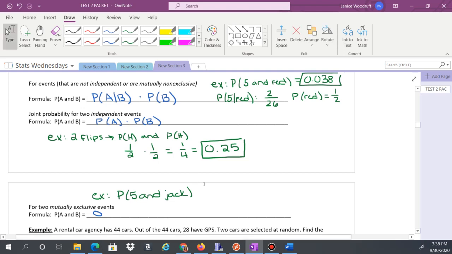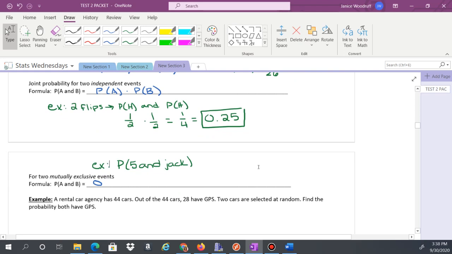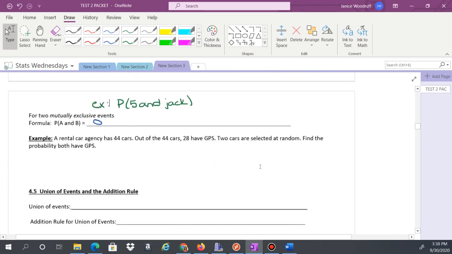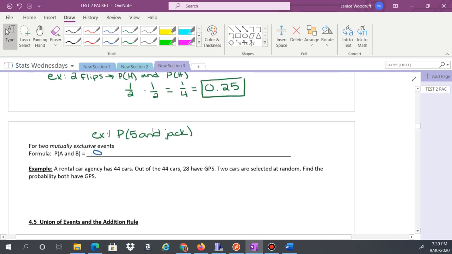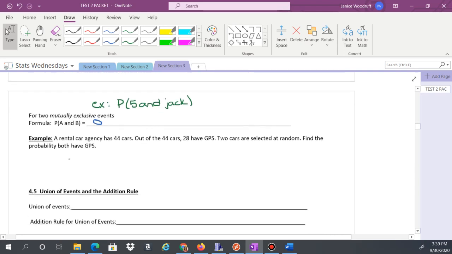Here is another example. So this would be in kind of a real world scenario here. A rental car agency has 44 cars. Out of the 44 cars, 28 have GPS. 2 cars are selected at random. Find the probability both have GPS. Okay, so this one you have separate events, but these events do affect each other. So the first event, and you don't have to go through the formula for this one. You can find the probabilities because we're given the numbers here. So for the first event, I am going to randomly pick a car. I have a 28 out of 44 chance that car has GPS.